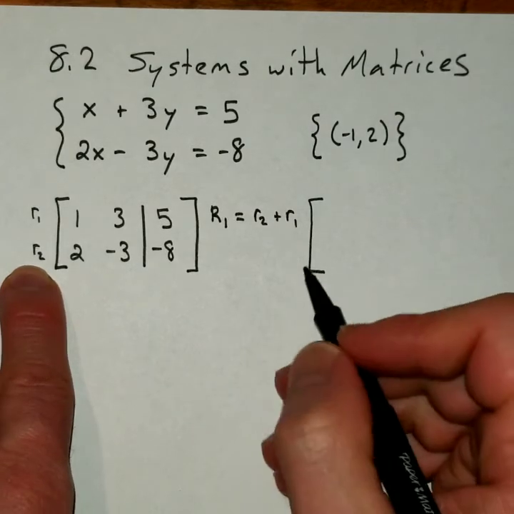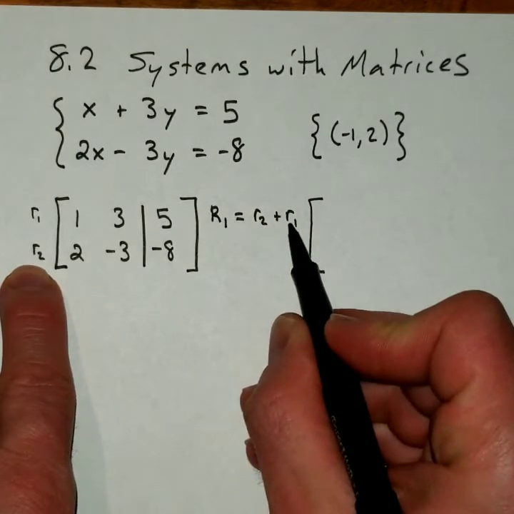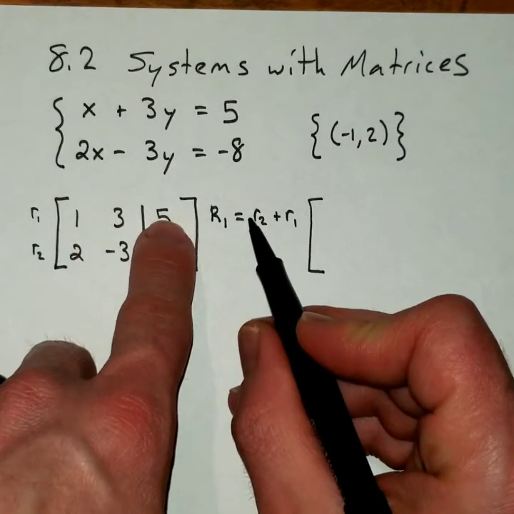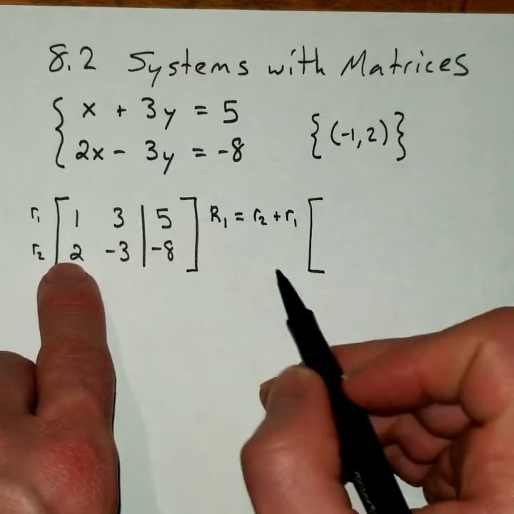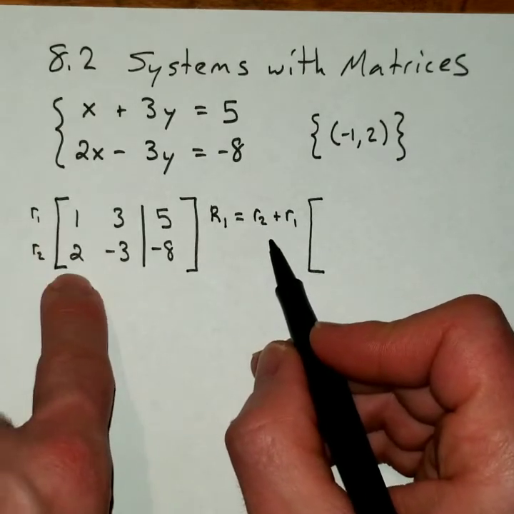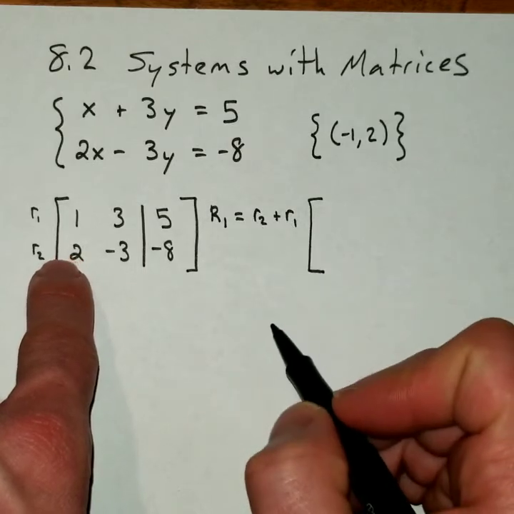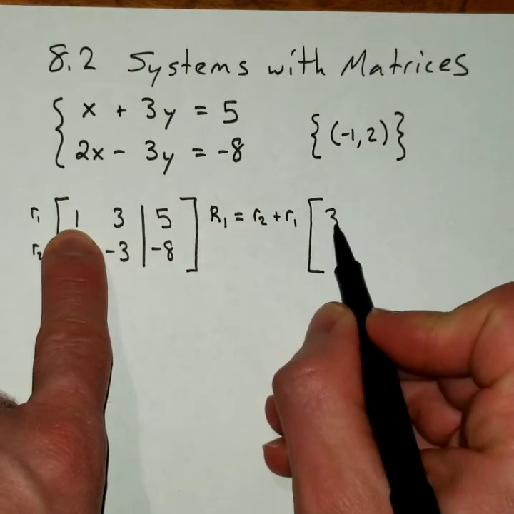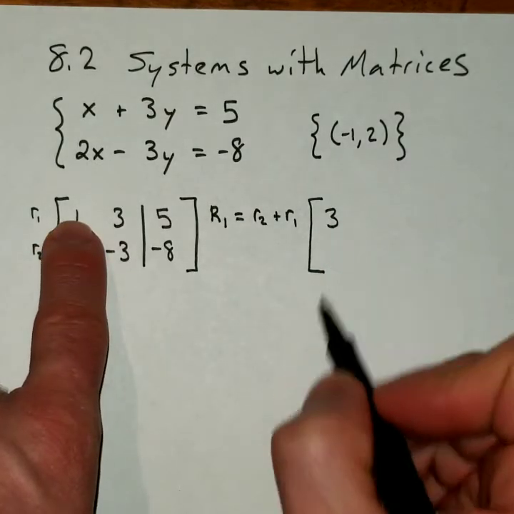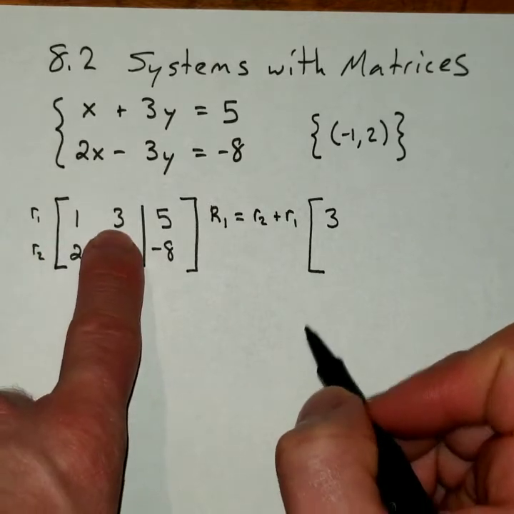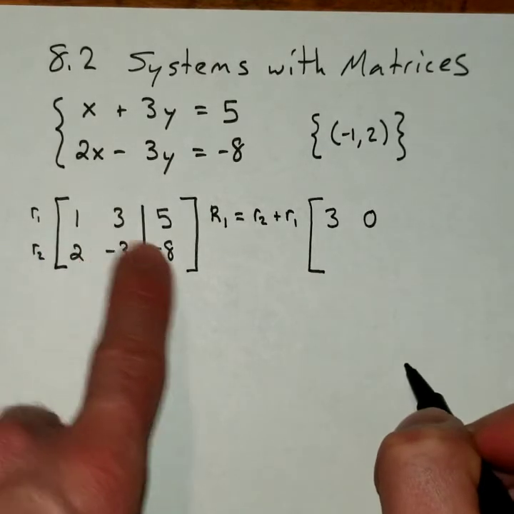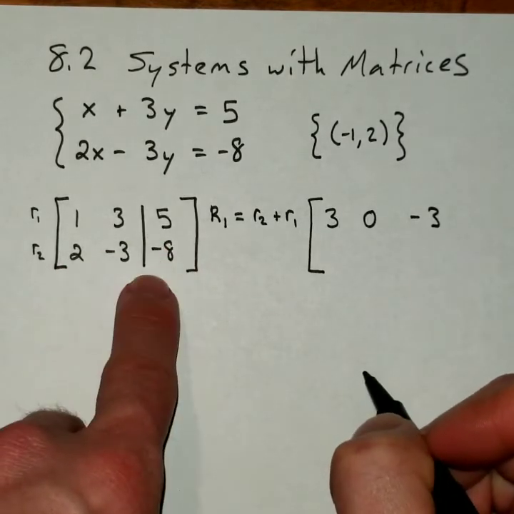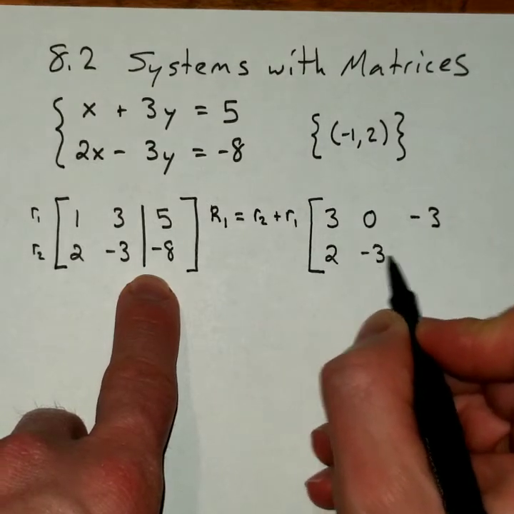So I'm going to draw that out. Now, I'm going to take row 2 plus row 1 and put it in for row 1, and that works for every single entry in the row. So, start in the first column. Row 2 plus row 1 would be 2 plus 1, which makes 3, and that goes in the new row 1. So you're just adding those together and putting it there. Here, -3 plus 3 is 0. That's the new row 1. -8 plus 5 is -3. Now row 2 I'm leaving alone, so that's 2, -3, -8.